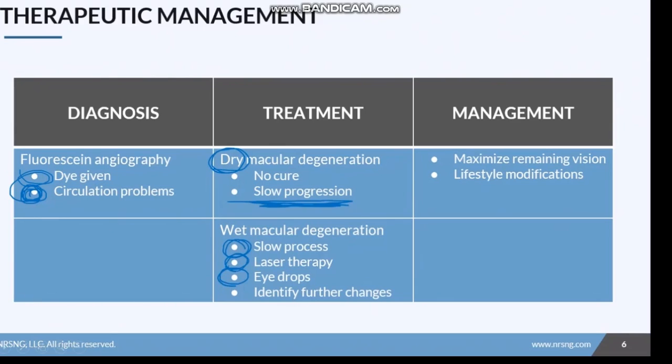And management, with both of them, is really aimed at maximizing the patient's remaining vision. It's also aimed at lifestyle modifications, so their vision is going to be altered, so we want to do things that are going to help with that vision alteration, such as providing large print education manuals and encouraging public transportation.